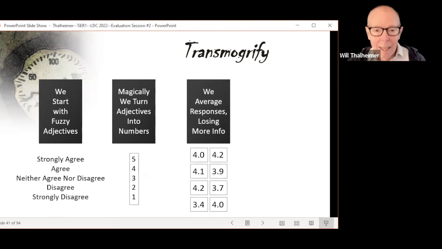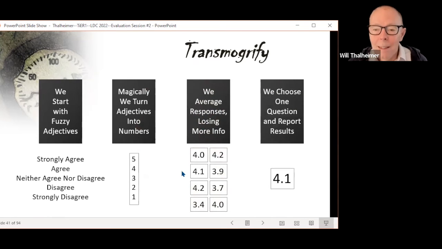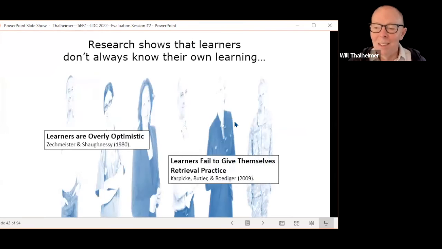And then when we've done that, we average the responses and we lose more data that way. And then what we do is we have, maybe let's say we asked only 8 questions. We would take one of those questions and then we come out, this course is a 4.1. So in every phase of this, we are losing information. The data is getting more and more fuzzy, more and more pixelated, if you will.